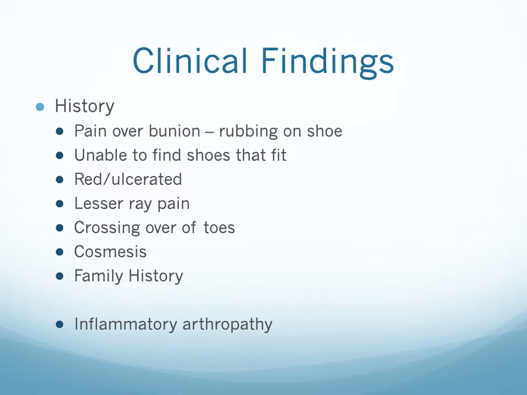You'll always have to look for a family history, and you'll have to ask about whether any other joints are affected, because they may have an inflammatory arthropathy, and you might want to change your treatment on the basis of this. It can't be avoided that there's a degree of cosmesis in the patient's consideration and presentation, but most patients who do present are presenting because of pain.